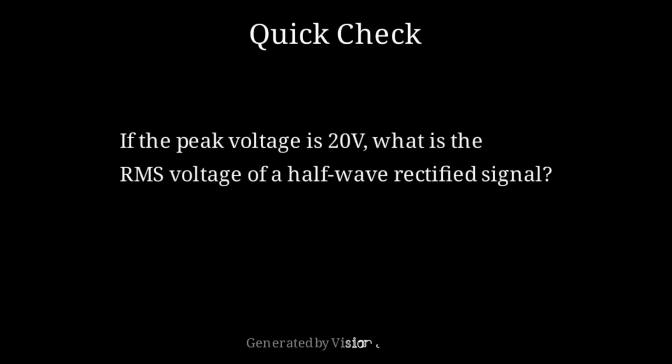Think about this: if your peak AC voltage is 20 volts, what is the RMS voltage after half-wave rectification? Following our formula, we divide 20 by 2 to get 10 volts.